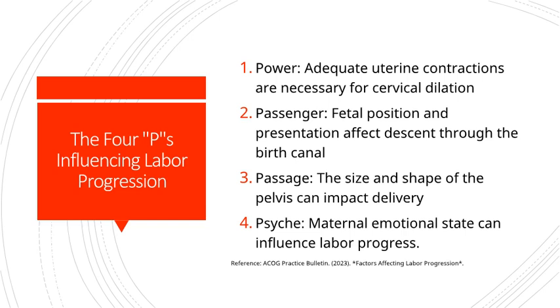Power refers to adequate uterine contractions that are necessary for cervical dilation. Passenger refers to the fetus and fetal position and presentation that can affect descent through the birth canal. Passage refers to the maternal pelvis. The size and shape of the pelvis can also affect descent. Lastly, psyche refers to the maternal emotional state, which can have a significant impact on labor progress. Understanding these elements helps healthcare providers anticipate potential complications during labor and how to address them.